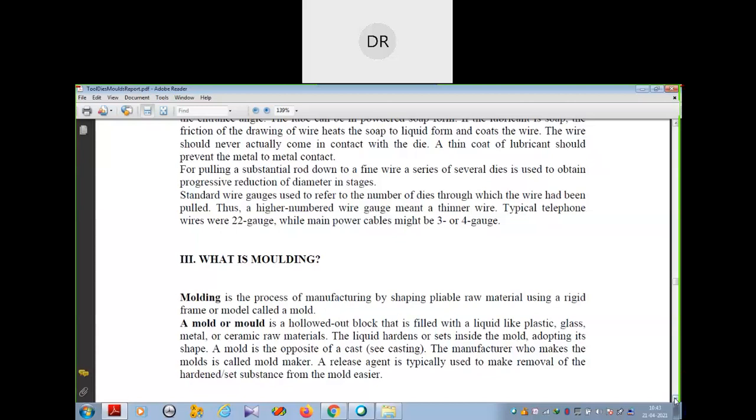So a mold is the opposite of a cast. The manufacturer who makes the mold is called a mold maker.